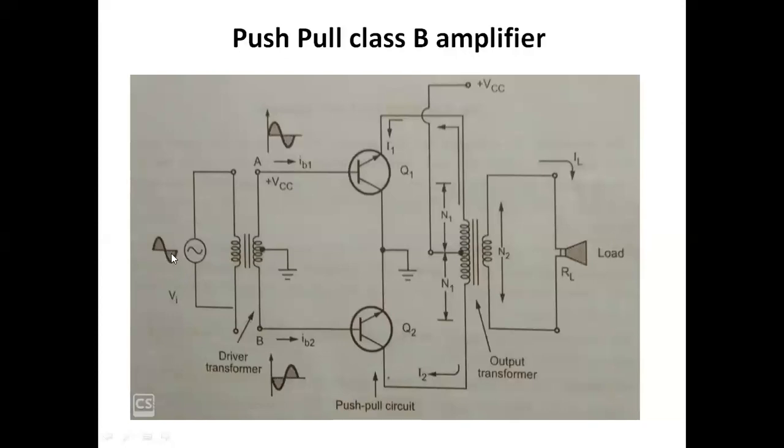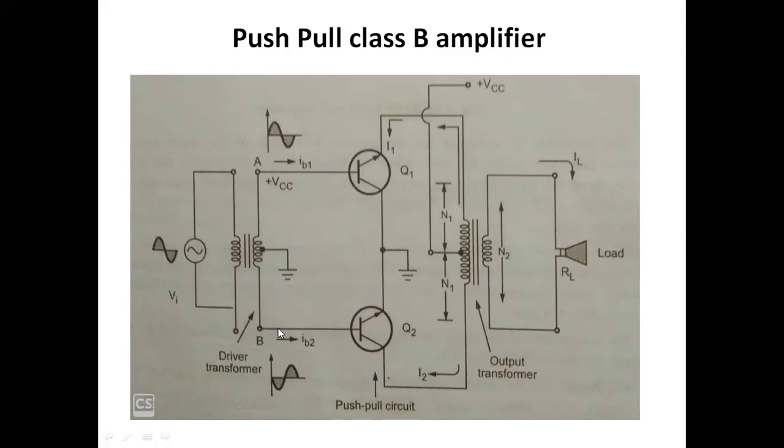Okay, so during the negative half cycle, point B is at positive potential, that is the voltage at point B is positive and the voltage at point A is negative. Because of the negative half cycle, the transistor Q1, NPN transistor, is off. And because of this positive half cycle, this transistor will be on. That is, in this situation, Q1 is off and Q2 is on.